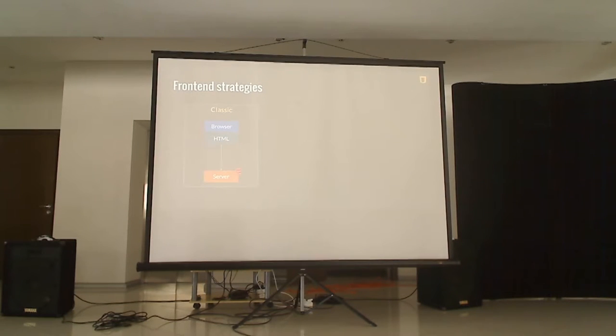So let's look at the strategies. This is the classic strategy of doing front end. You have server-side rendering HTML, and the browser is just displaying the HTML. This is how everything was done for a very long time. And then you get this front end being developed in JavaScript, you're using a REST API, but you still have the server side in Scala. I guess Wix is using this kind of strategy. And this is probably the most common one nowadays.